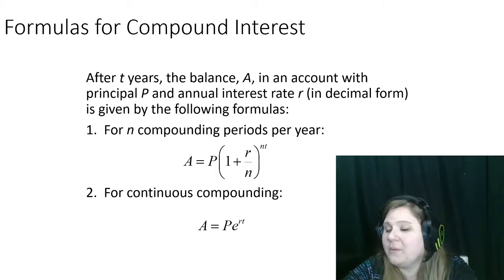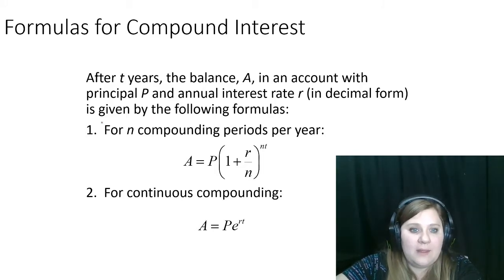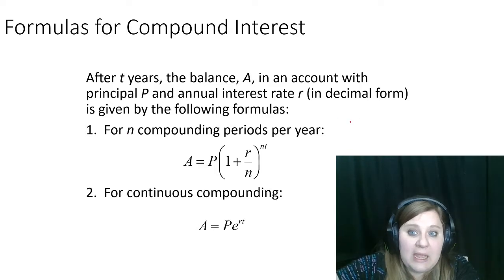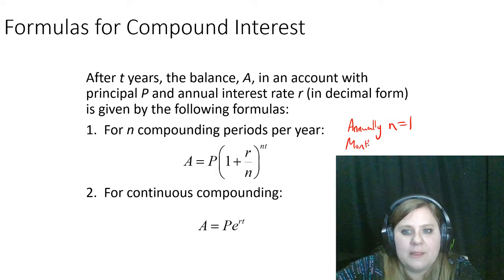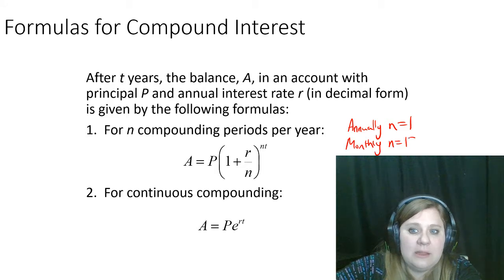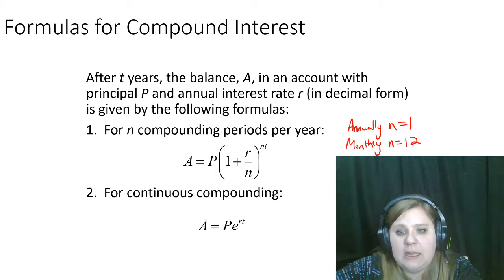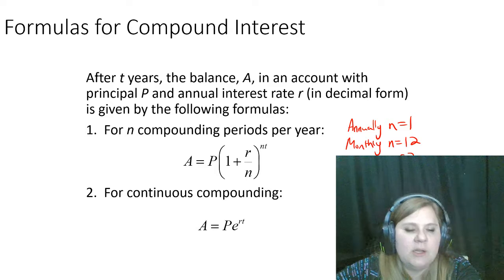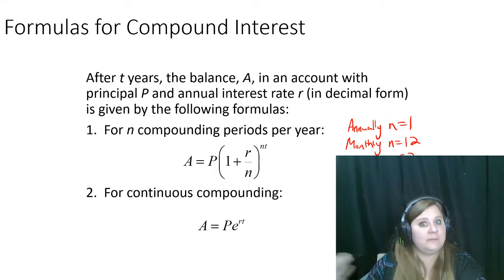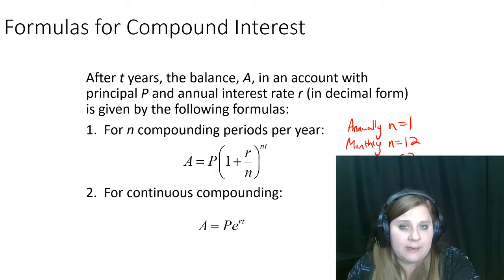So this is the formula here for, let's call it normal compounding, with n periods in a year. If it's annually, n equals 1, because it happens once per year. If it's monthly, then it compounds 12 times in a year. If it's weekly, it's 52 times in a year. So you pick the n value based off of however many times it tells you you're compounding.